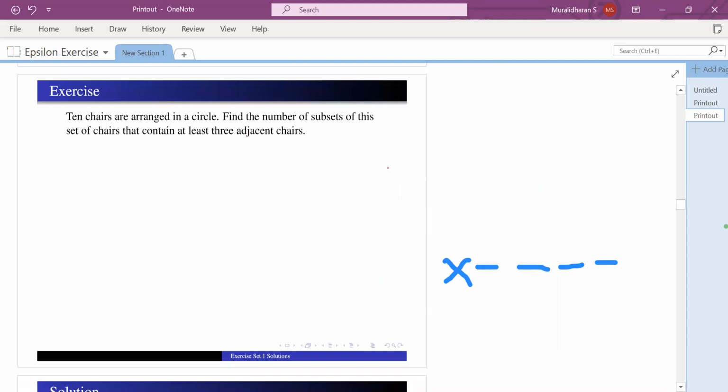Remove this, please. 10 chairs are arranged in a circle. Find the number of subsets of this set of chairs that contain at least three adjacent chairs. Okay. So, did anyone get it correct?